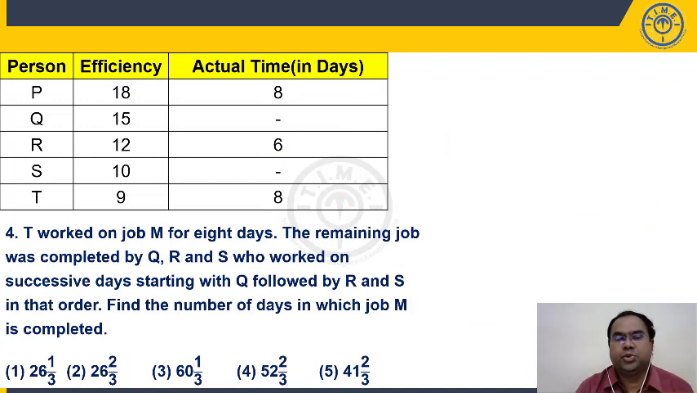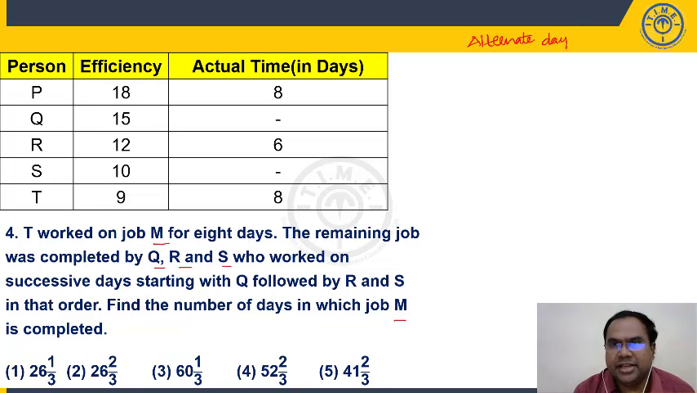Question number 4, students. T worked on job M for 8 days. The remaining job was completed by Q, R and S, who work on successive days, starting with Q followed by R and S in that order. Find the number of days in which job M is completed. Job M is similar to job K, but this is an alternate days question, right? Instead of 2 people, we have 3 people.